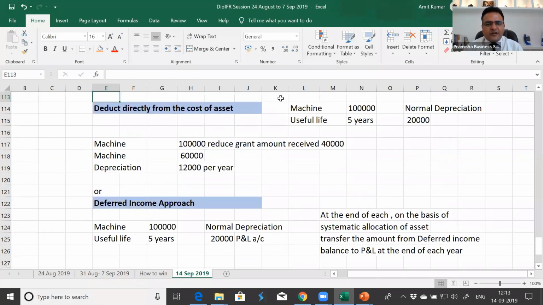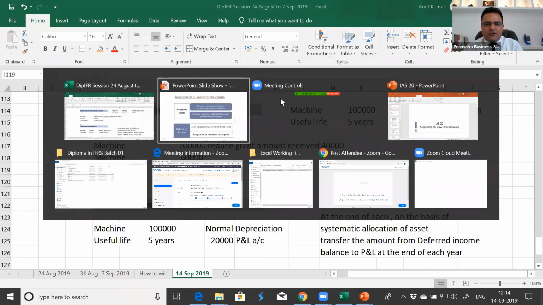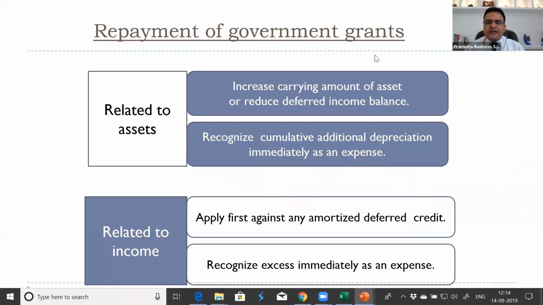But if you have been following the approach of reducing directly, then for each year for which you have charged reduced depreciation, you need to charge additional depreciation now. Because you are supposed to charge 20,000 depreciation, but you have charged only 12,000 depreciation, you need to charge this additional depreciation because you are required to repay this money now. So depending on which method you followed, your accounting for repayment will follow. So increase the carrying amount of the asset or reduce the deferred income balance.